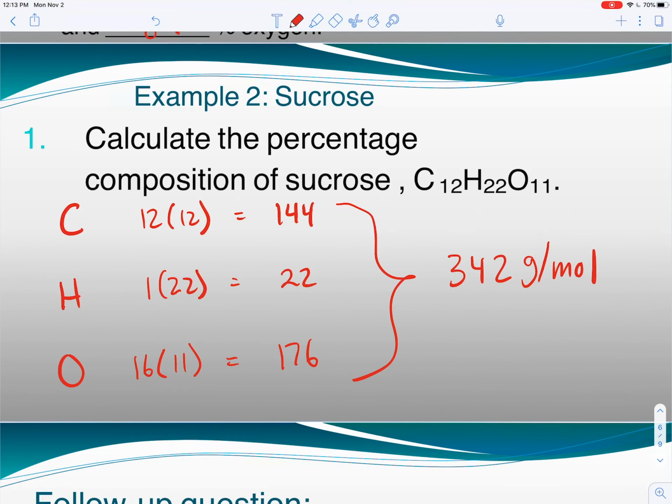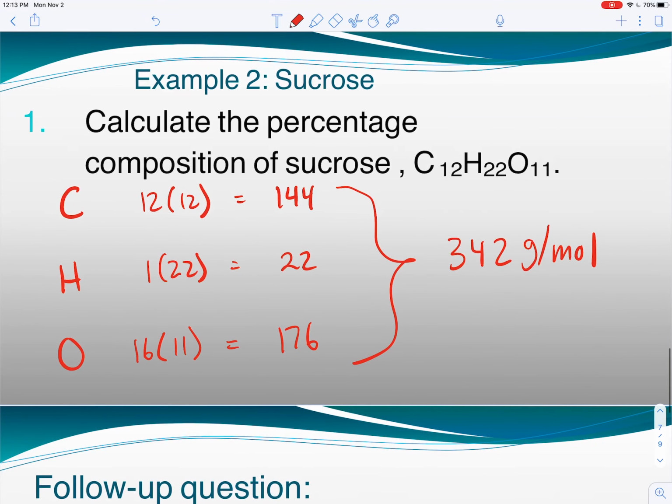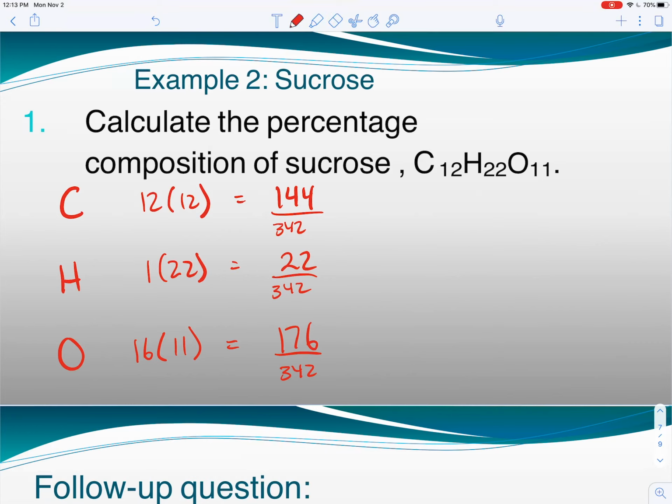Okay, so we're going to use these numbers. Remember, now we want to divide each of these numbers by 342. So that's what I'll do next. I'm going to take this and divide it by 342. And then I also want to multiply these by 100%. So the total is 342. After I do that, I'm going to multiply it by 100% as well. And let's see what numbers we get.